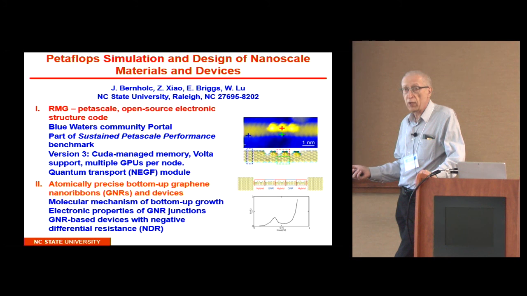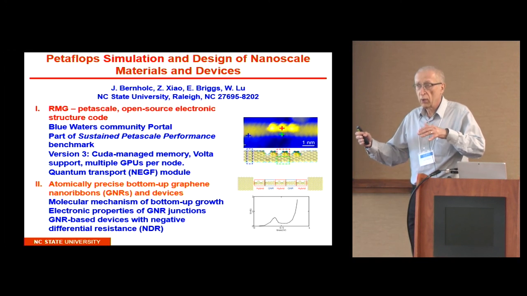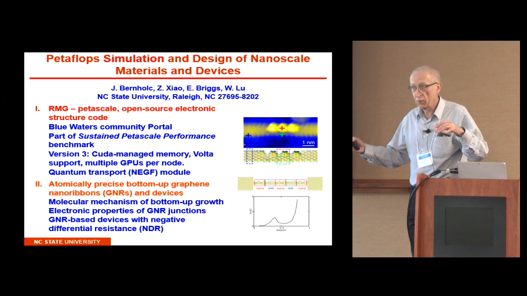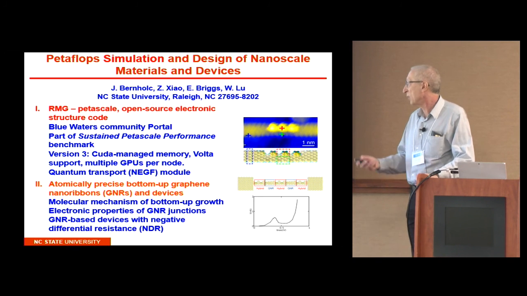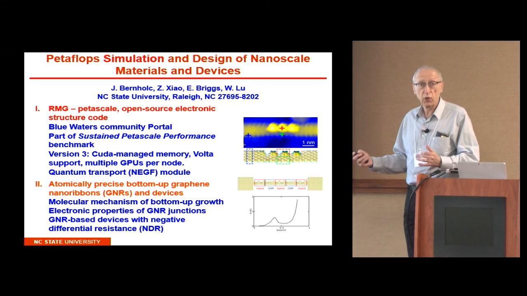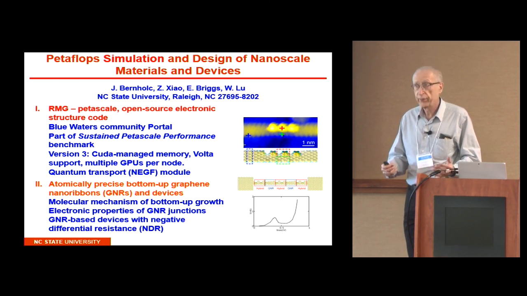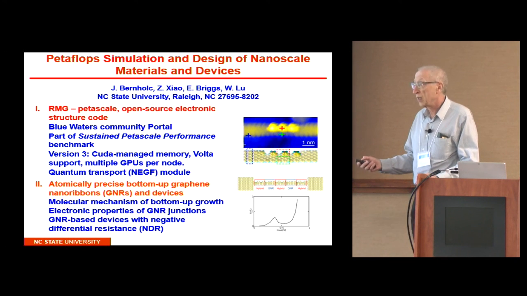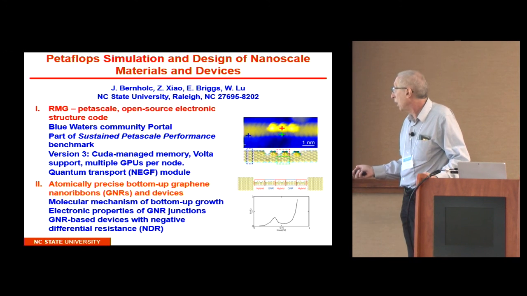The second part is actually going to be physics, or chemistry. We are going to talk about atomically precise, bottom-up grown graphene nanoribbons. And we are going to talk about the molecular mechanism of growth, and also designing potential devices, and trying to see what characteristics they're going to have.